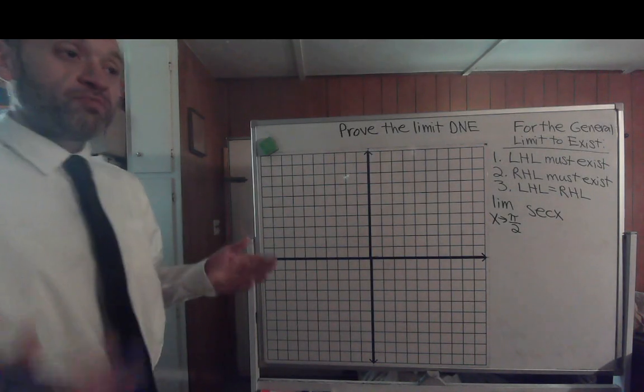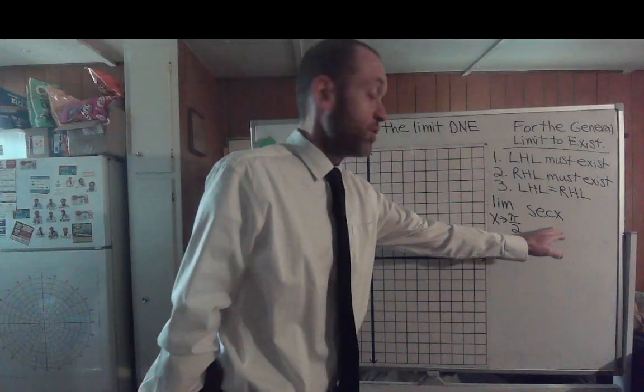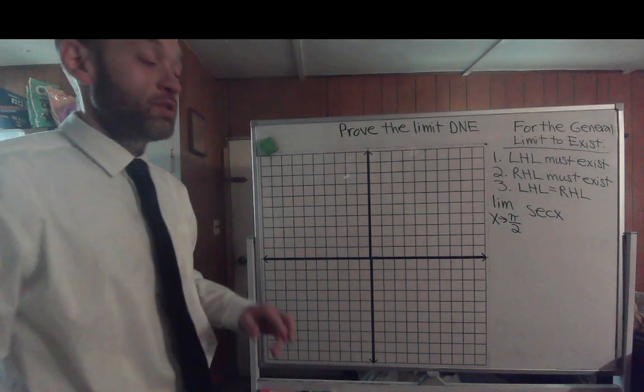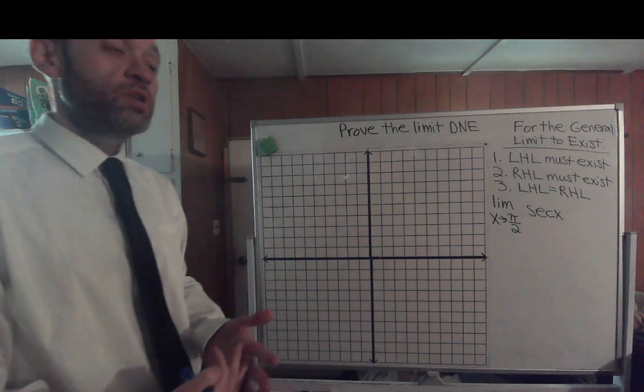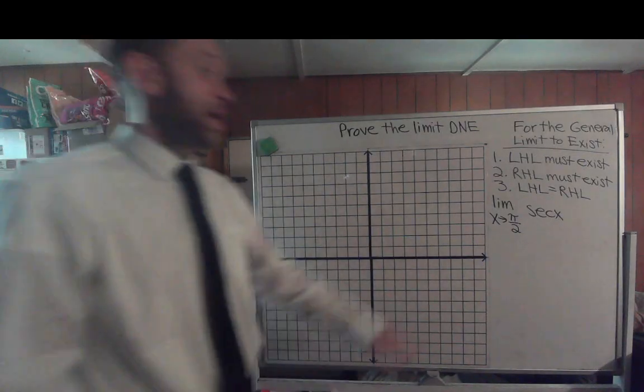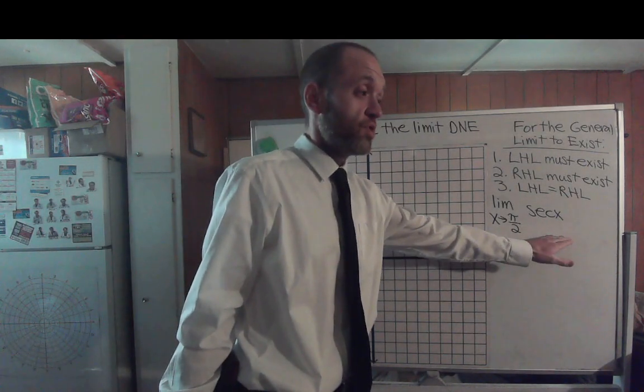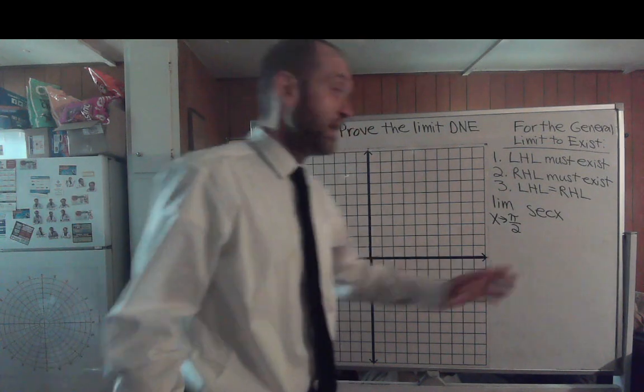Well, we know that odd multiples of pi over 2 are your asymptotes for the secant function, right? You've got pi over 2, negative pi over 2, 3 pi over 2. All those are asymptotes for your secant function, meaning it's undefined there.